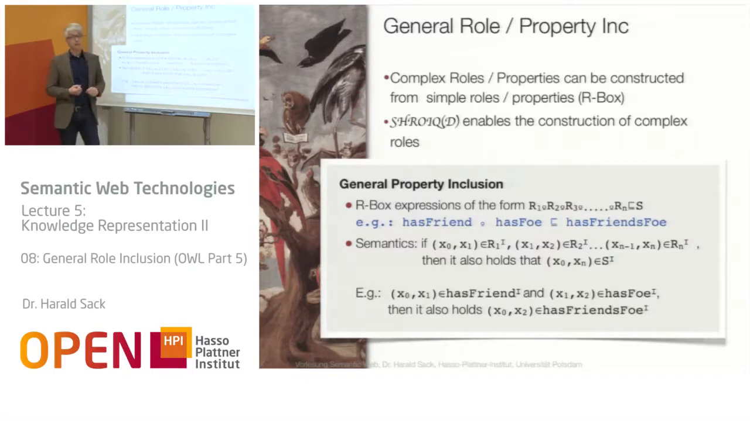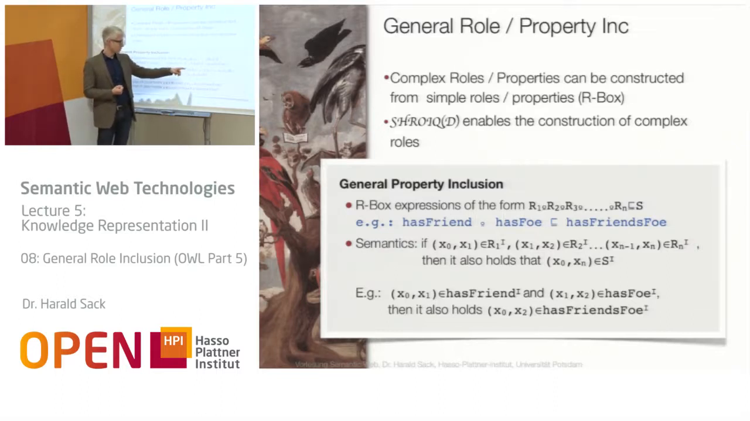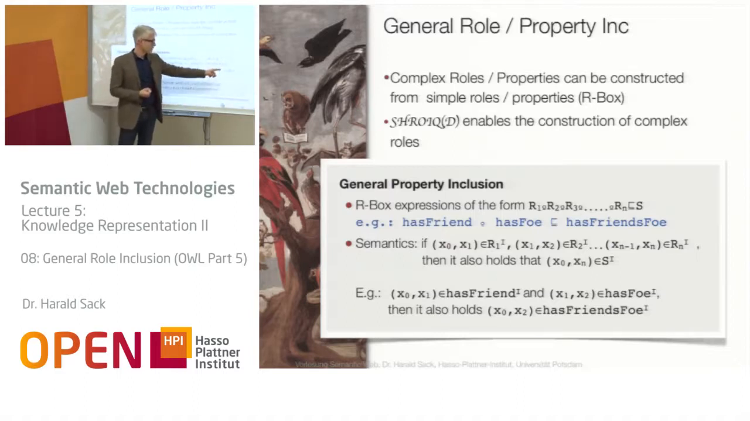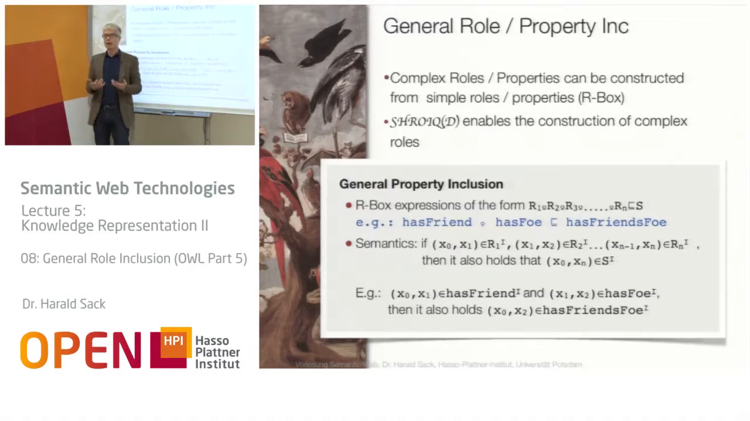And if you're looking at the semantics of this, it's quite simple. You say that x sub 0 and x sub 1 belong to the interpretation of role number 1. x sub 1 and x sub 2 belong to the interpretation of role number 2, and so on and so on. And then x sub n minus 1 and x sub n belong to the interpretation of role n. Then it also holds that x sub 0, so the very first one, and x sub n, the very last one, both belong to the interpretation of the complex role S. So this wasn't so complicated.